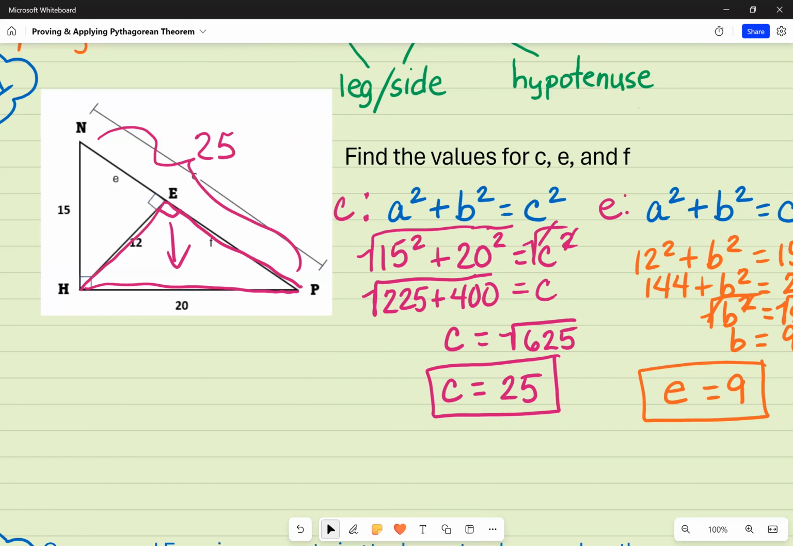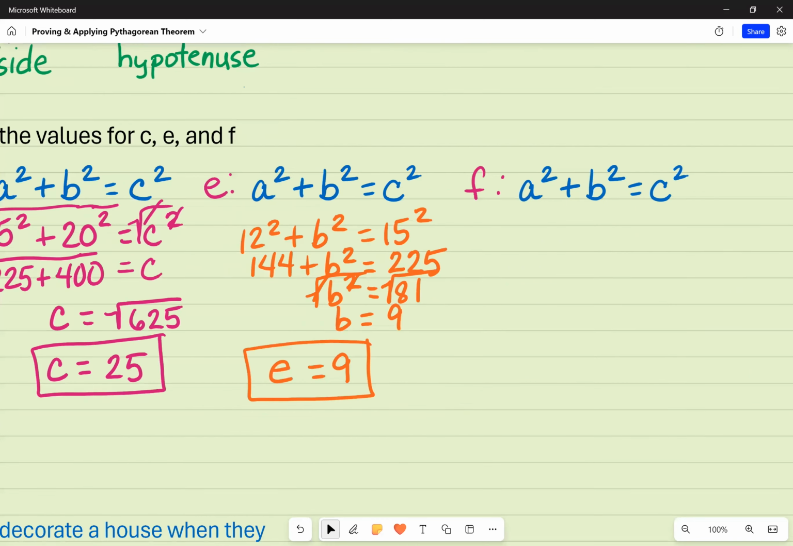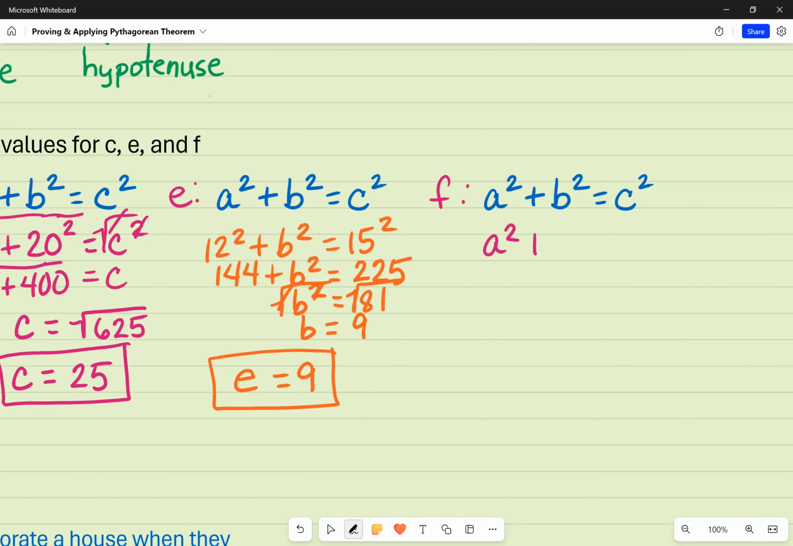And then we have a leg that's 12, and we don't know what the other leg is. So let's fill that in. This time we're going to say A squared plus 12 squared is equal to the hypotenuse, 20 squared. We're going to simplify and subtract that 144, which is 12 squared, on the other side. So 20 squared is 400 minus 144, and then A squared is equal to 256.